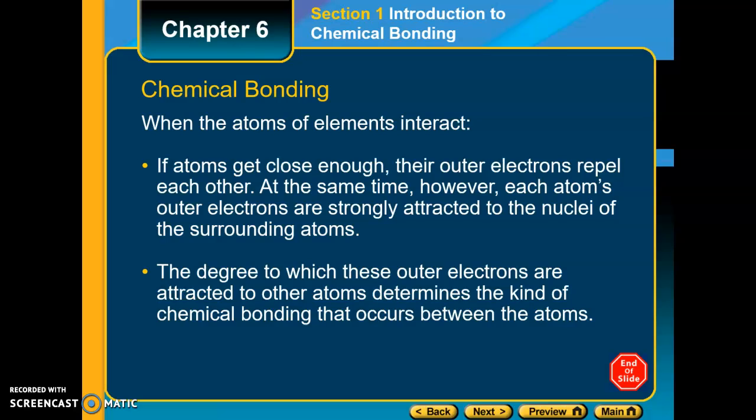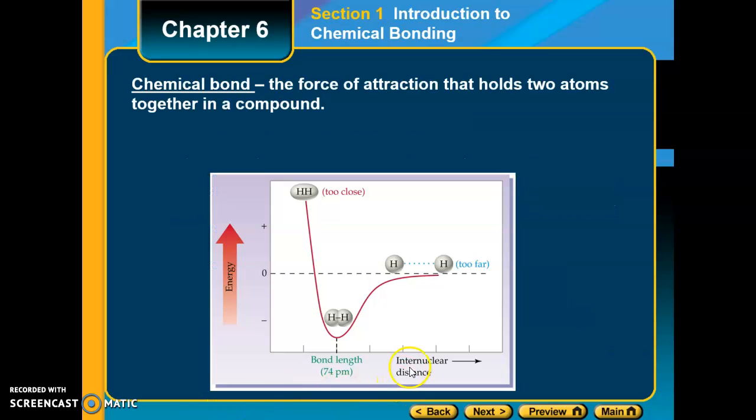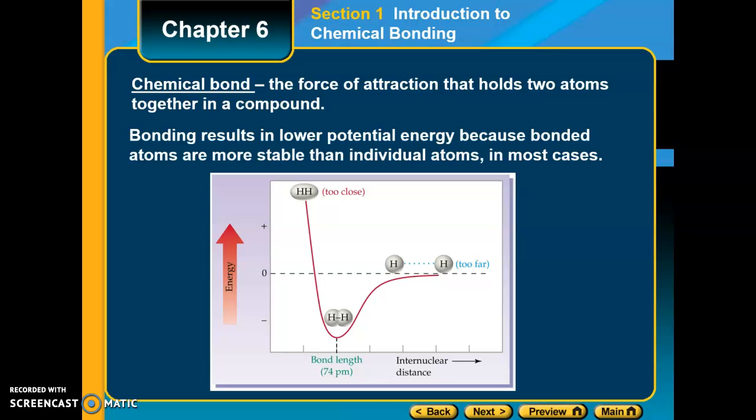How much these electrons are attracted to the other atom, how large these atoms are, and how much electronegativity is involved, all of those things ultimately determine the type of chemical bond that is going to occur between the atoms involved. So we say that a chemical bond is the force of attraction that holds two atoms together in a compound. There are different types of chemical bonds that we're going to talk about, and it always depends on what those valence electrons are doing.